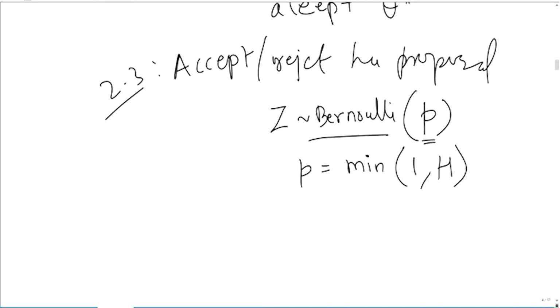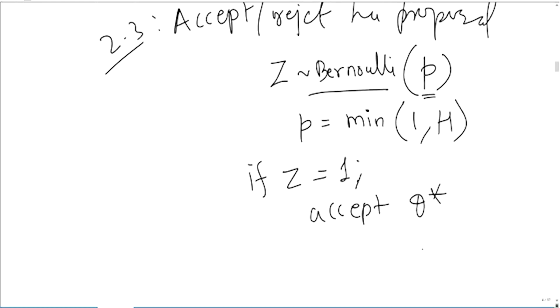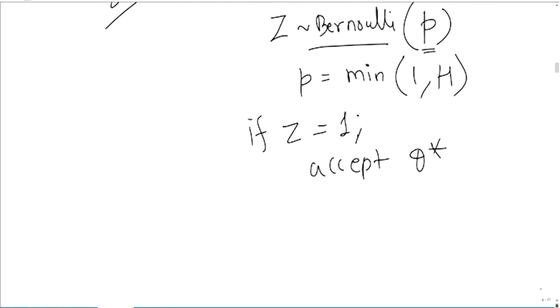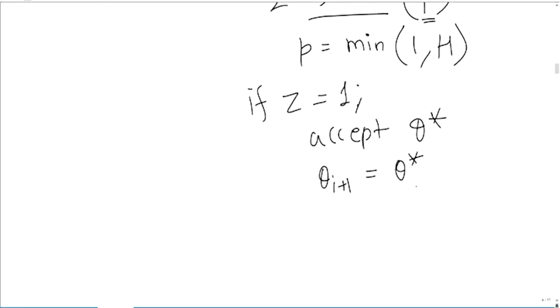So if z is equal to 1, then accept theta star. What does that mean? That if you have a Markov chain, then in the Markov chain, theta I plus 1 becomes equal to theta star, okay. And you update the current state of the chain as well, right? So I plus 1 becomes the current state of the chain. You can write it here: update current state.